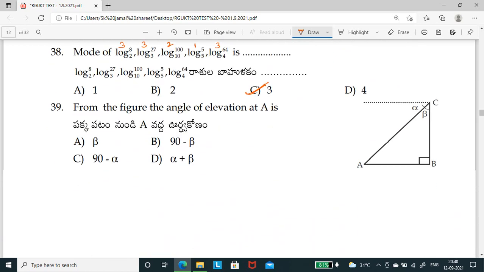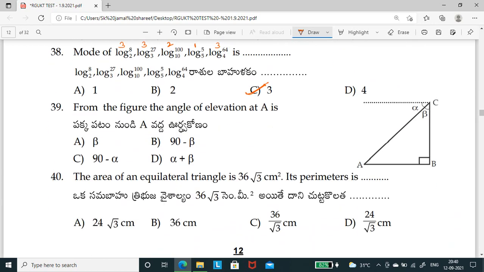Next, moving on to question number 39. From the figure, the angle of elevation at A is. Clearly this angle will be equal to this angle, because these two angles are alternate angles, as both the horizontals will be parallel to each other. Hence this angle is alpha, right? But in the options, alpha is not given. So alpha is equal to 90 minus beta. Hence the answer is 90 minus beta.